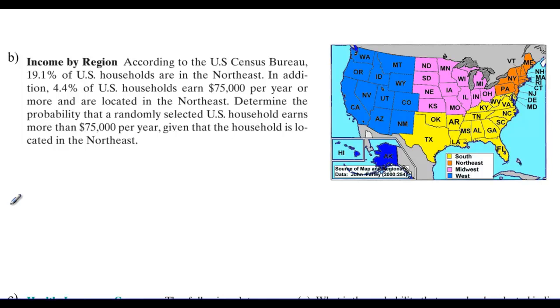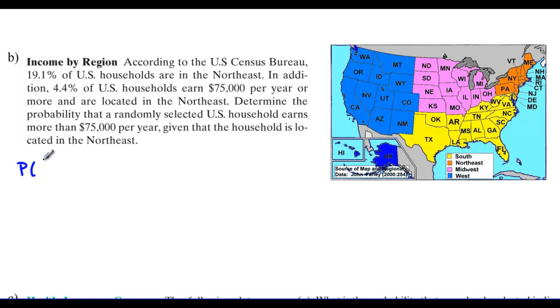Okay, for B, according to the U.S. Census Bureau, 19.1% of households are in the Northeast. In addition, 4.4% of U.S. households earn $75,000 per year or more and are located in the Northeast. Determine the probability that a randomly selected U.S. household earns more than $75,000 per year, given that the household is located in the Northeast. So I'm just going to write out the numbers that they've given us so far. It's telling us 19.1% of households are in the Northeast.